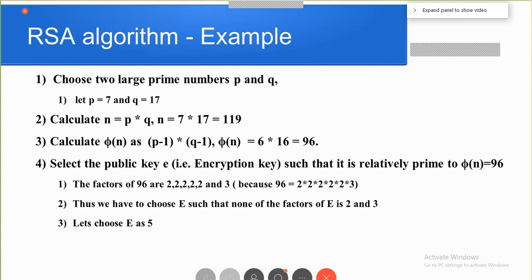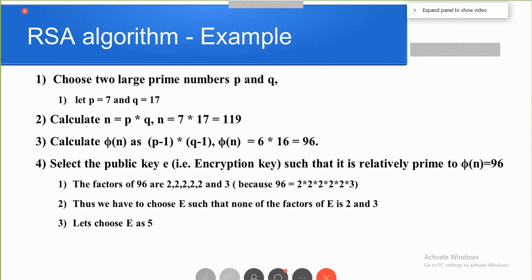So calculate n equal to p into q. So n is equal to 7 into 17, that is 119. Calculate phi of n as (p minus 1) into (q minus 1), that is 6 into 16, 96. Then select the public key, that is the encryption key e, such that it is relatively prime to phi of n. That is, any number less than n which is relatively prime to phi of n.